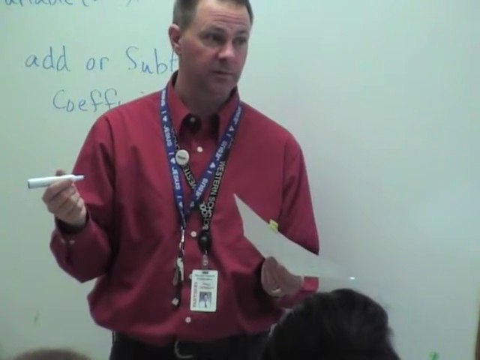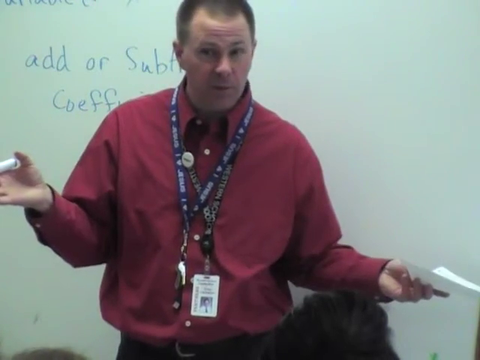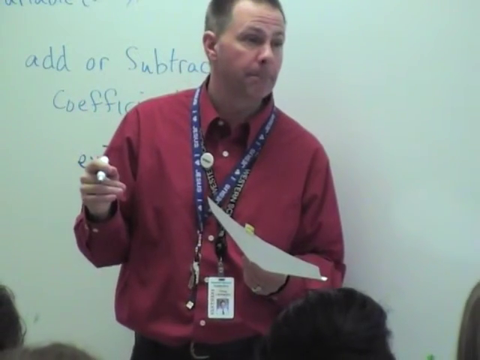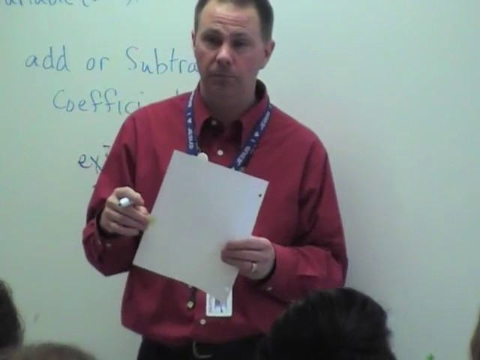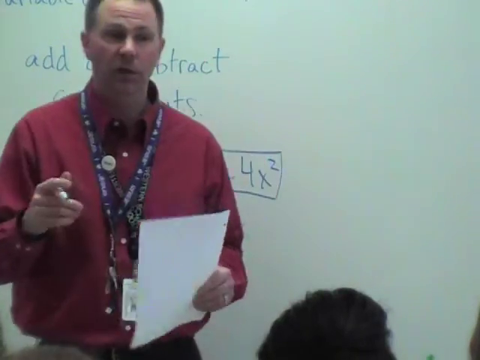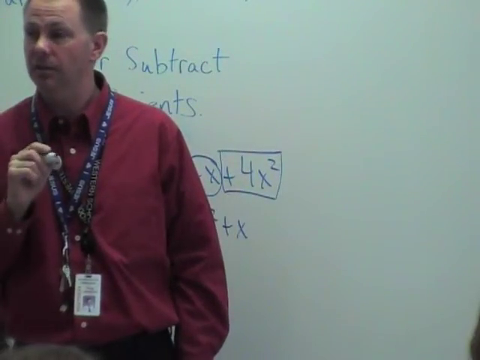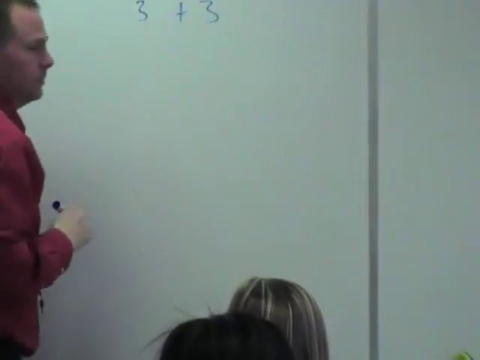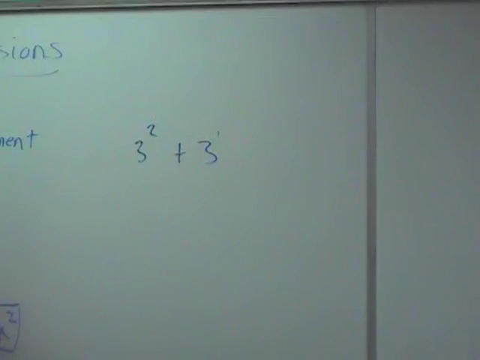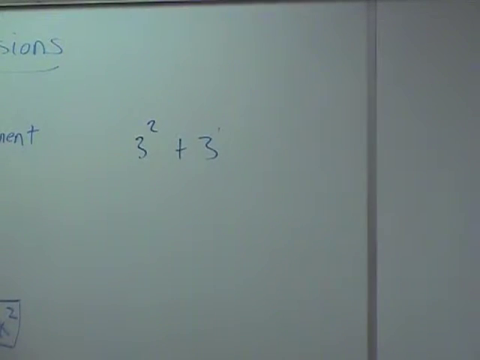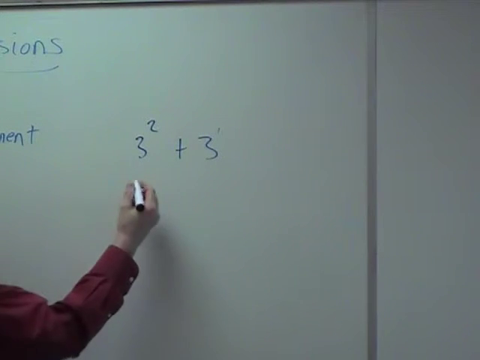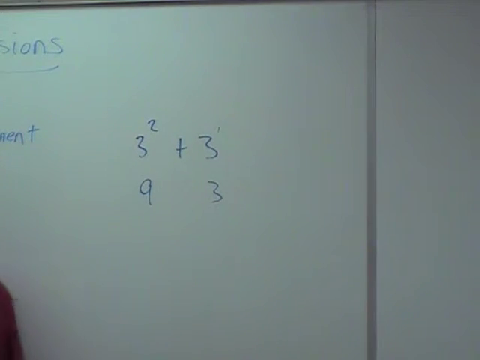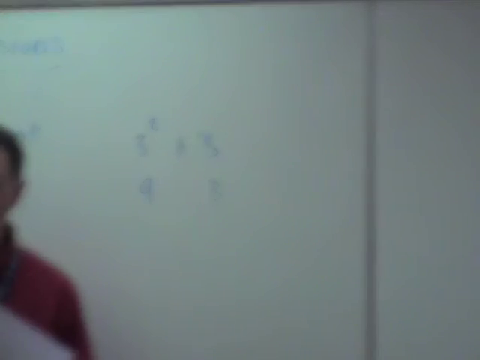Got it? Doesn't matter if the variable's the same. If they're not alike, you can't. Alright, so here, let me give it to you like this. I have a 3 squared plus a 3. That's 3 to the first. You don't have to write this down. The base is the same, but the exponents are different. This is 9, and that's still 3. Yes, I can now add 9 and 3, but they are different values, aren't they?